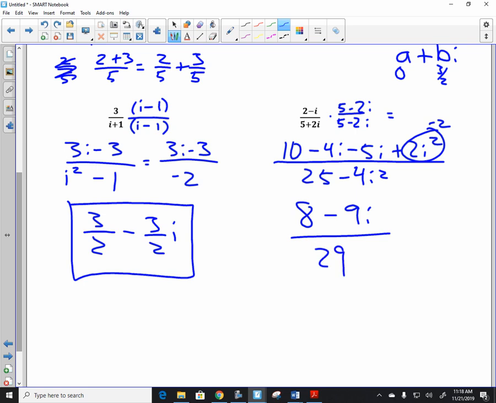Write it in terms of a plus bi. 8 29ths minus 9 29ths i. Did you get it, Caitlin? Congratulations. You can pat yourself on the back.